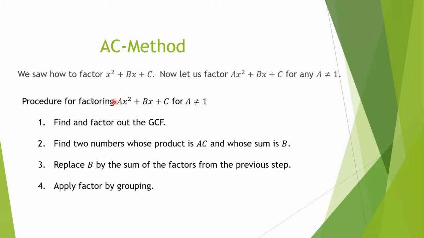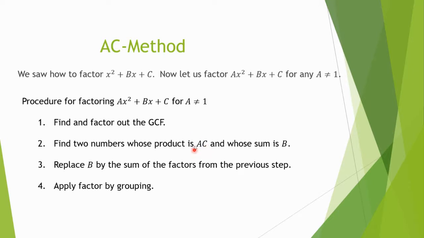Well, here's the procedure. And don't worry, you don't have to memorize this. It's in the notes. Now, what do you do? You find and factor out the GCF. Then you're going to find two numbers whose product is a times c and the sum is b.